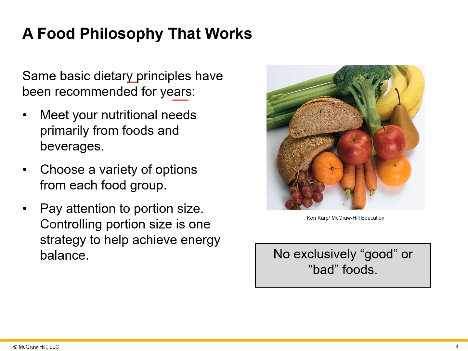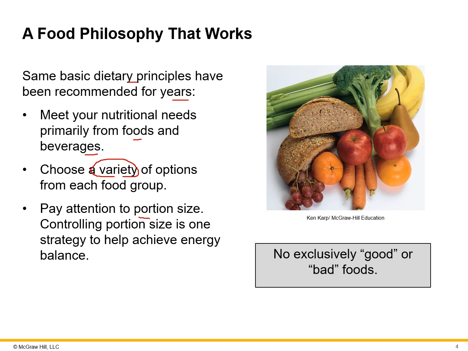Now the MyPlate compared to the food pyramid is slightly different, but really the overall idea and philosophy has not changed. Some of those basic principles though: your nutritional needs primarily come from foods and beverages. That's where most of our nutrients come from. A variety of options in each group is best. And this becomes particularly hard if you only like one or two vegetables. So again, incorporating a variety of different vegetables, a variety of different proteins and fruits, that is the best choice.